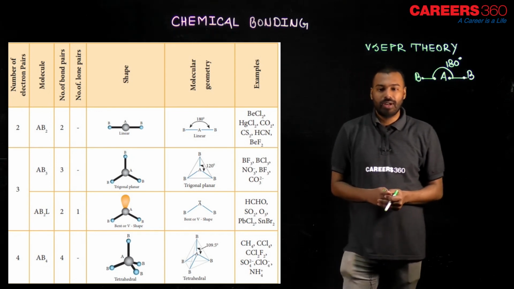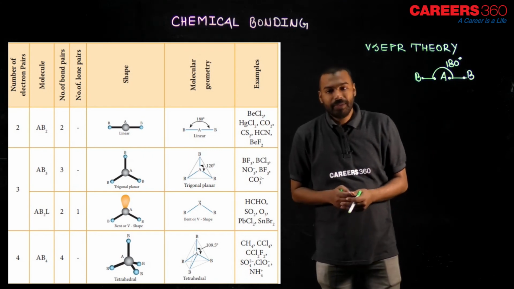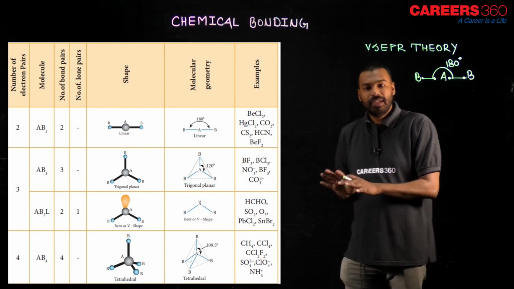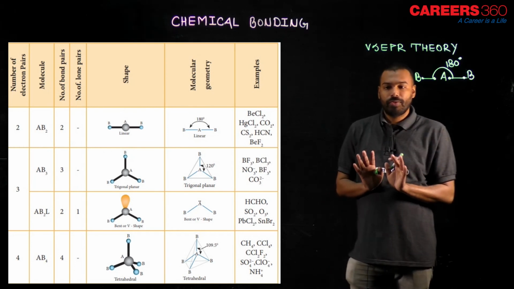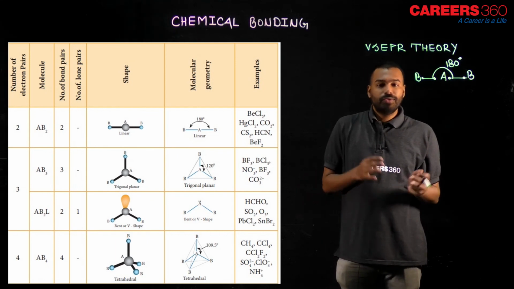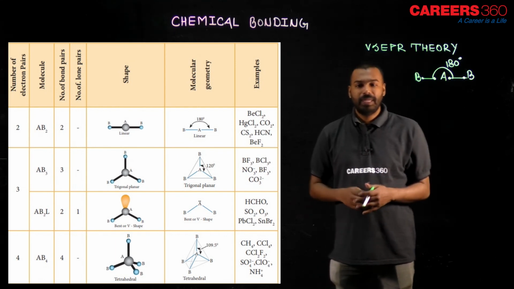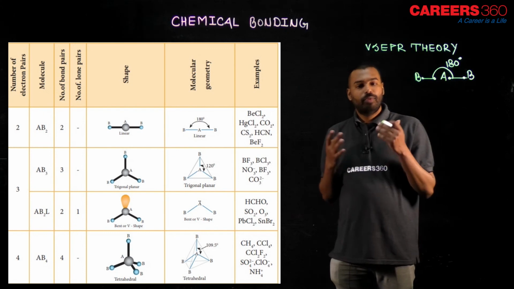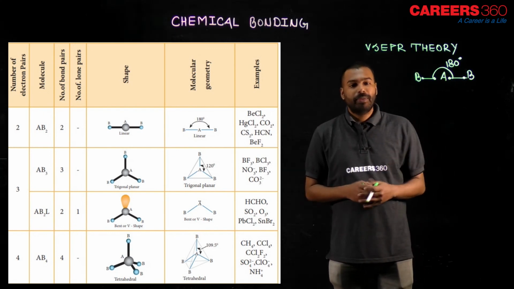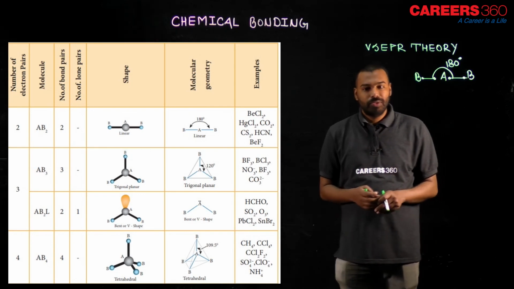I hope you got this chart. In the same way we expand after 4 also, but in class 11th, till here we have only till 4, like 2, 3, 4. I hope you got this chart, how it explains the geometry, shape, number of electron pairs and their examples. So, you have completed the VSEPR theory postulates and this chart.